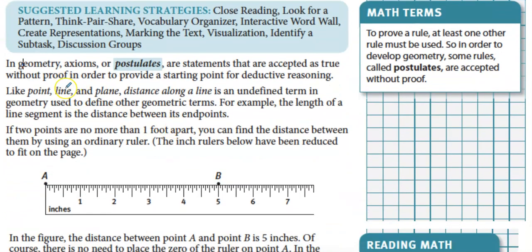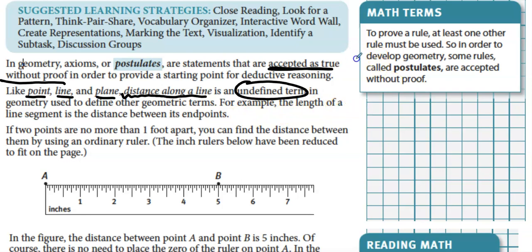So in geometry, axioms or postulates are statements that are accepted as true without proof. That's kind of important, so I'm going to underline it. Accepted as true without proof. So postulates, we believe they are true without having to prove it. Like a point, line, and a plane, distance along a line is an undefined term. Remember, we've learned point, line, and plane are all called undefined terms. We can also now add that the distance along a line is undefined. We know it is true. For example, the length of a line segment is the distance between its two endpoints.